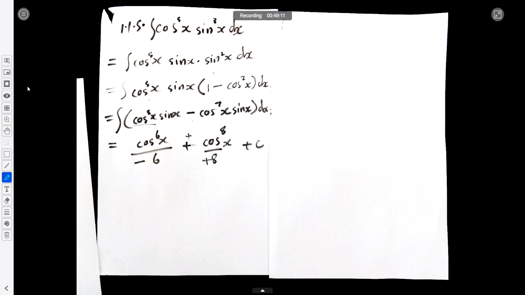Trigonometric powers. For this, we did it the day before the test. Oh, that was the last one. I was like, let's carry on.